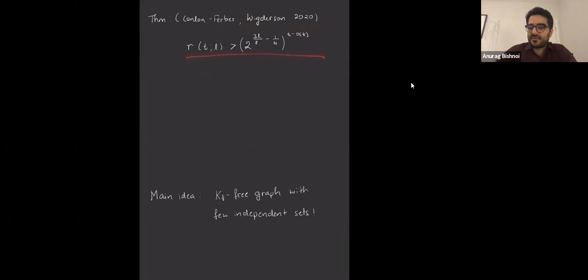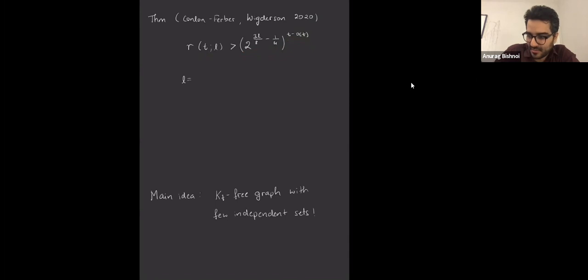So here we have the Ramsey number R(t, L) is at least this thing raised to the power t minus little o of t. So essentially just t, right? So this is the base of the exponent. And maybe it's not so easy to see that this is actually an improvement. So yeah, let's just check.